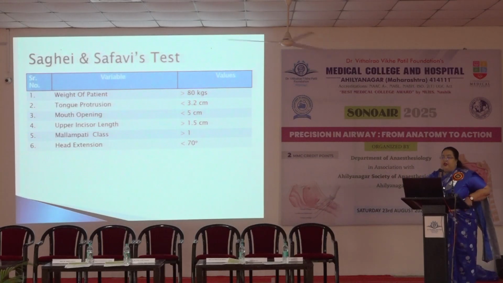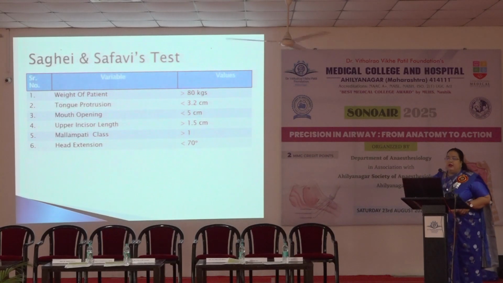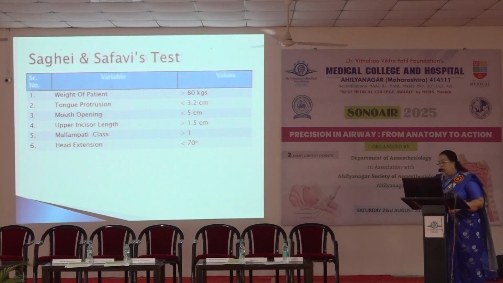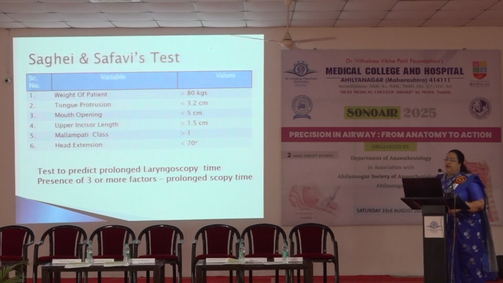Then coming to Saghaei and Safavi test, it consists of 6 parameters. First is weight of the patient, tongue protrusion, mouth opening less than 5 centimeters, upper incisor length more than 1.5 centimeter, MPC more than grade 1 and head extension less than 70 degrees. Here it will suggest a difficult intubation. It is a test to predict prolonged laryngoscopy time and presence of 3 or more factors will suggest prolonged scopy time.